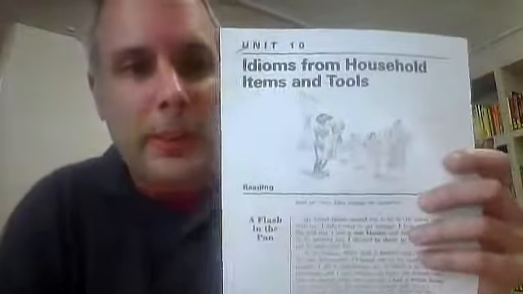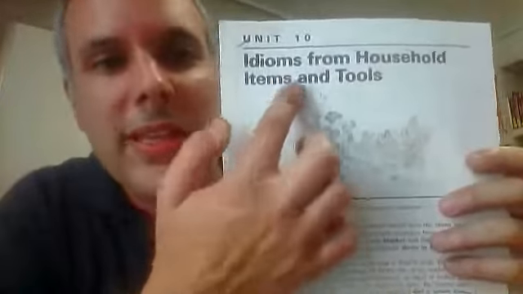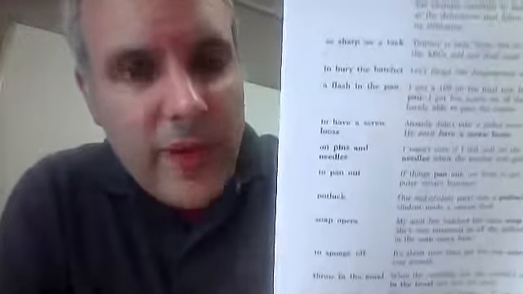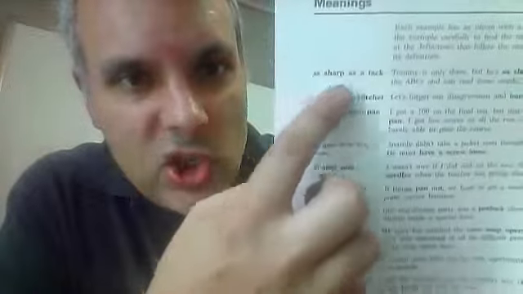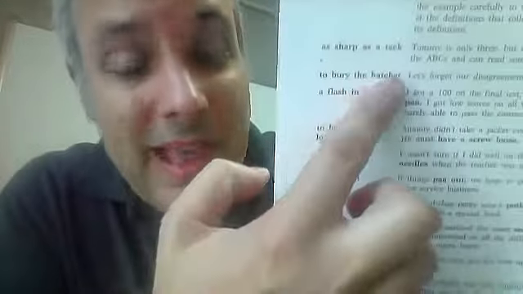So I'll give you this, and next class we're going to talk about this one as well, okay? This is idioms from household items. So don't worry about the first page. But the other students don't have this, okay? So if you don't want to do it, I will print a copy for you, and you can come next time. But if you want to look at them early, I'll give you the file, okay? So there's as sharp as a tack, to bury the hatchet, a flash in the pan, and stuff like that.